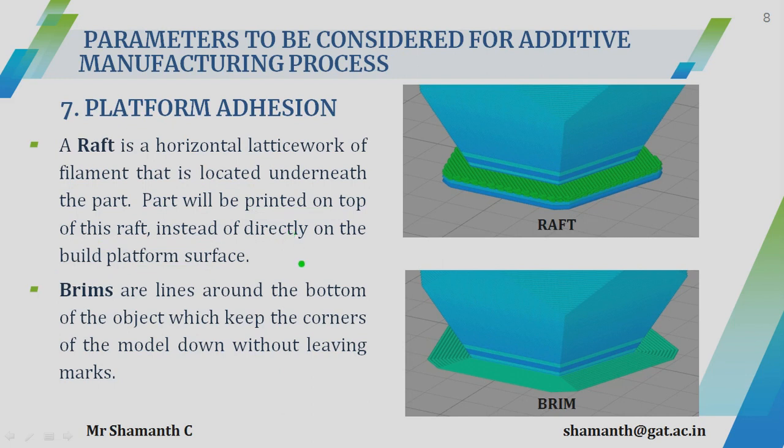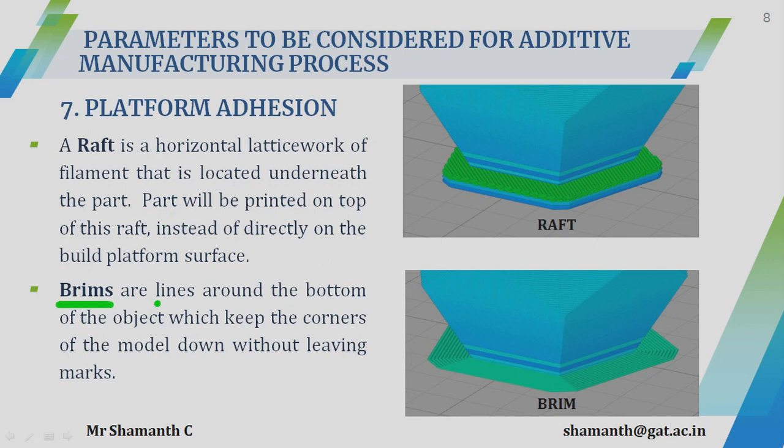Say, for example, you do not define a platform adhesion and you start printing on the build platform itself. At that time, if there is any chance of the material getting stuck to the build platform, then removal of the build will be very difficult. So in order to avoid that, you can have the raft, which is made of the same material as you are printing. Before starting the printing, this raft will be printed and then the printing starts on it. So that is why platform adhesion is very important.